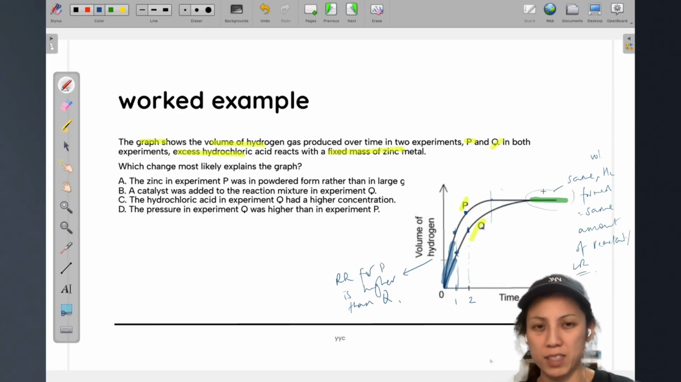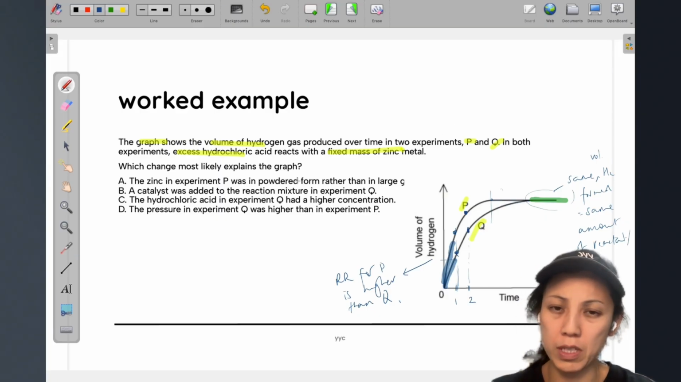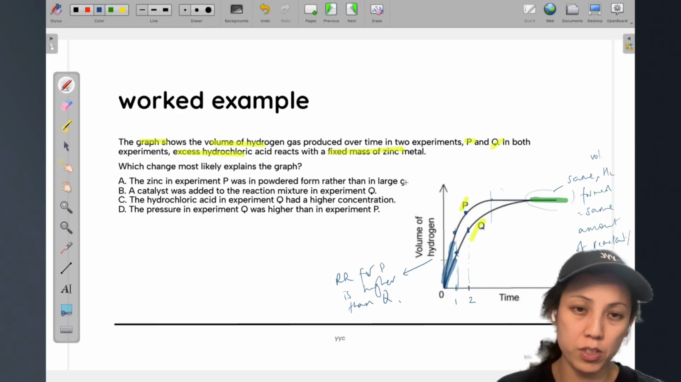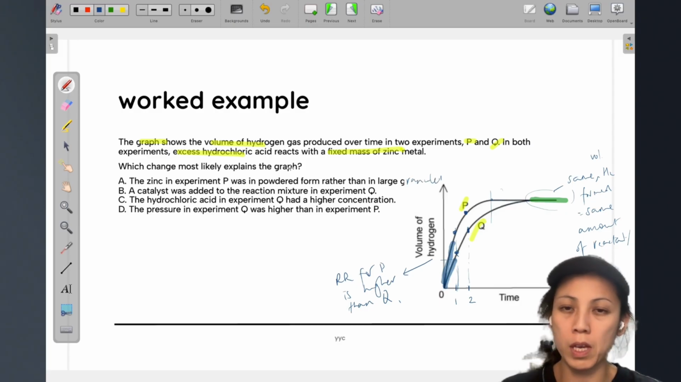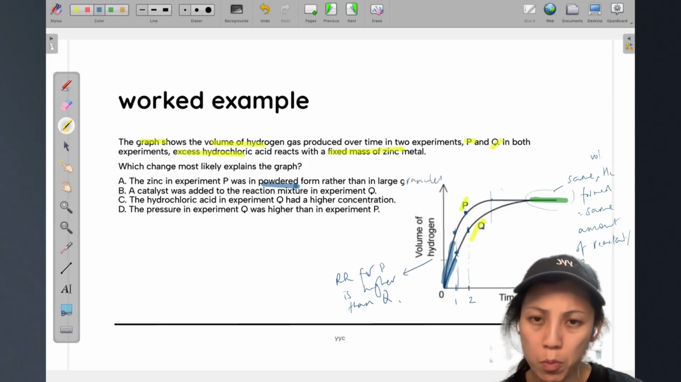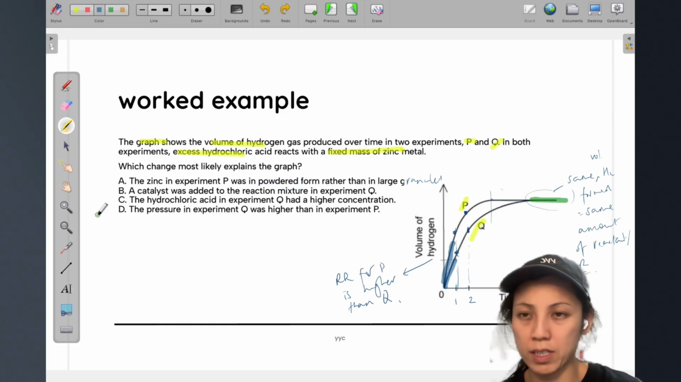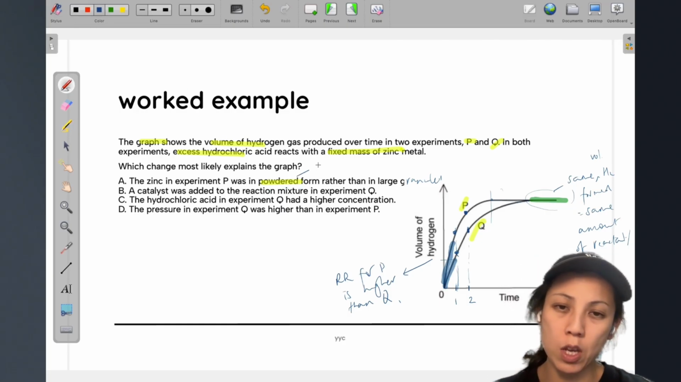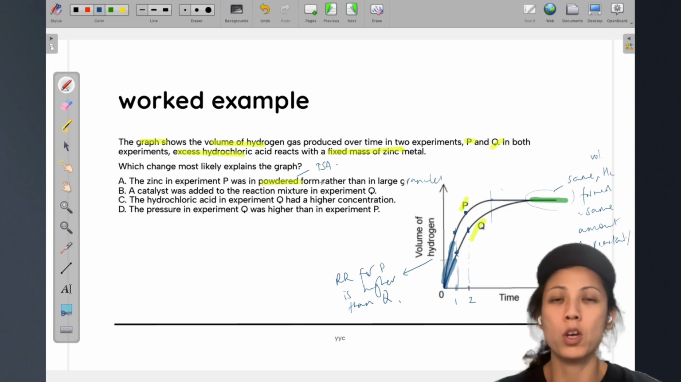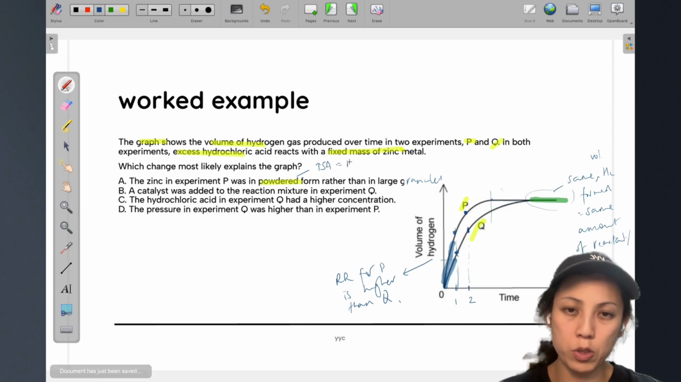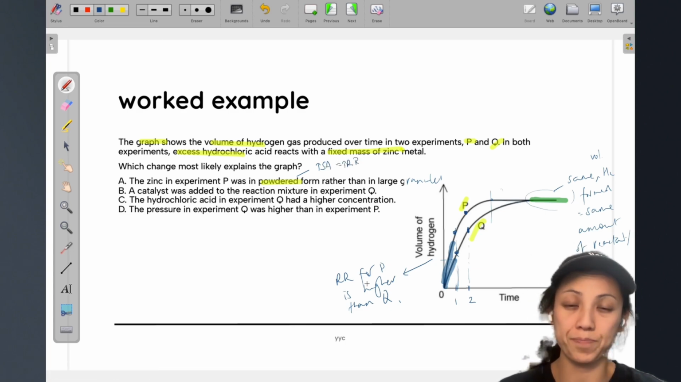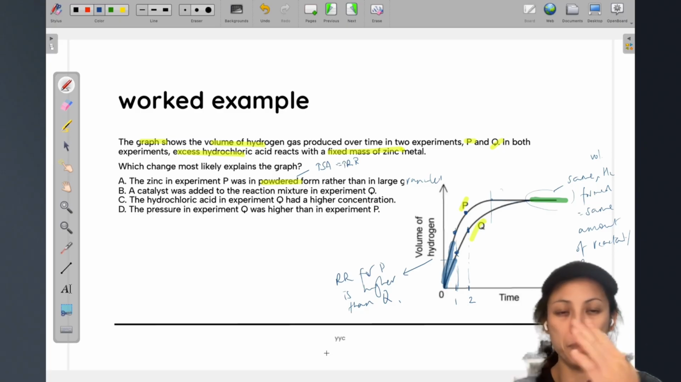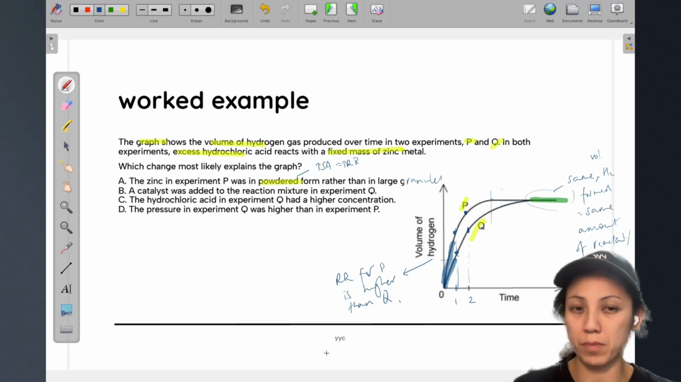So what could explain this? Let's have a look. The zinc in the experiment was in powder form rather than large granules. Is that possible? Now, if we have it in powdered form, I'm going to change to this color. If we have it in powdered form, what we're saying is we're increasing the surface area. When we increase the surface area, we're going to increase the rate of reaction. Is it true that P has a higher rate of reaction than Q?